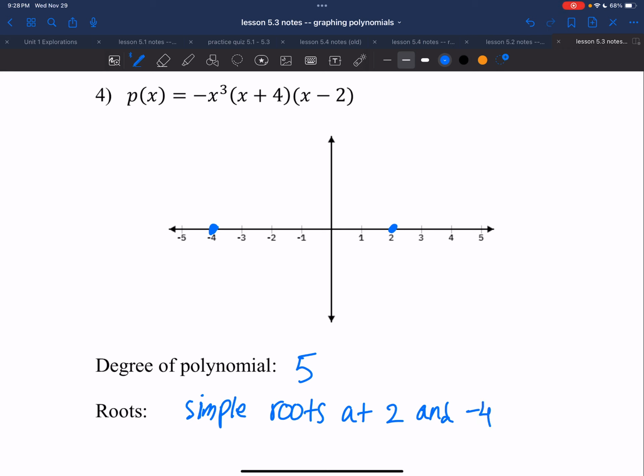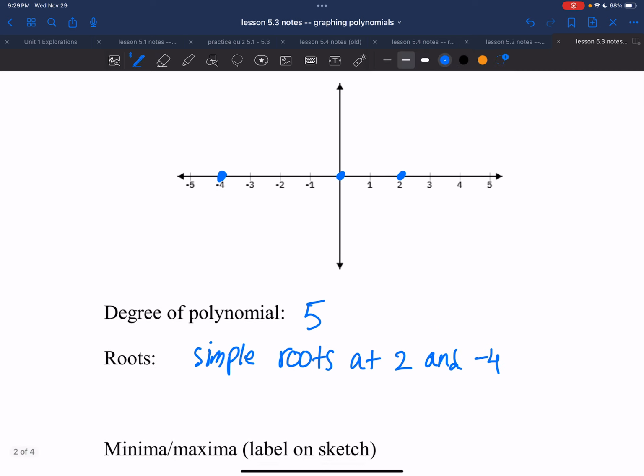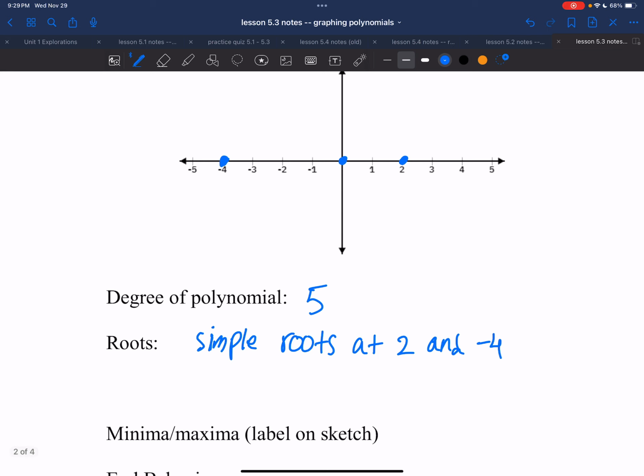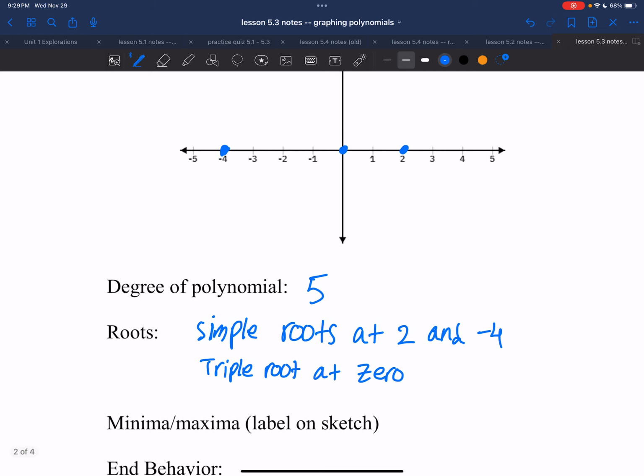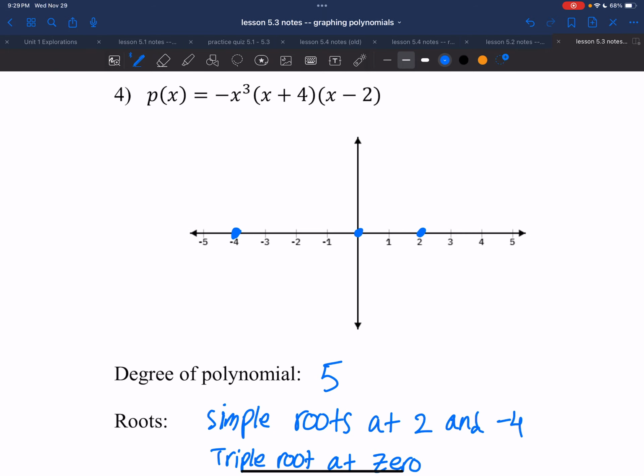And then this root, x cubed, this always gets students. What makes x cubed 0? 0. If you just see x and nothing plus or minus, that means the root is 0, right? So I have a triple root here at the origin, at 0, okay?